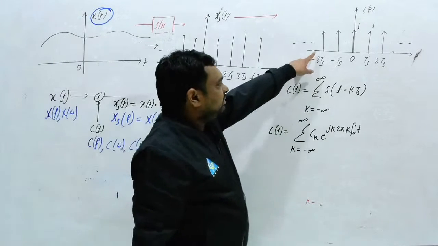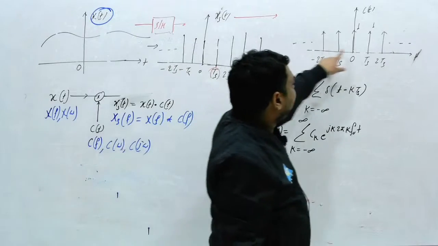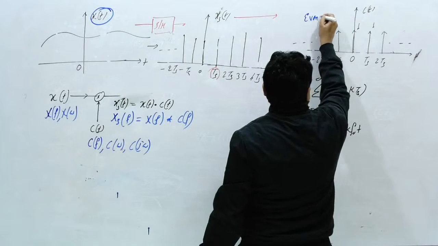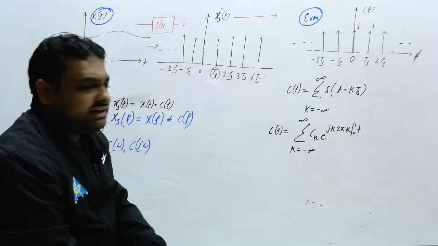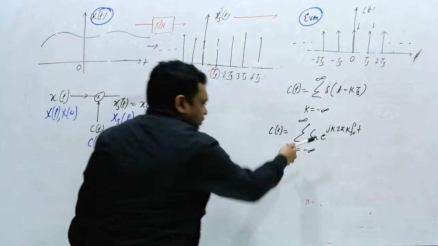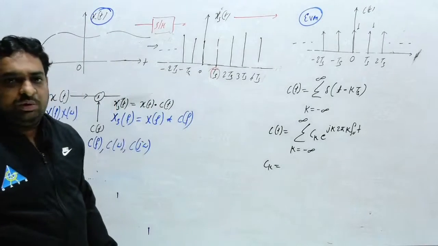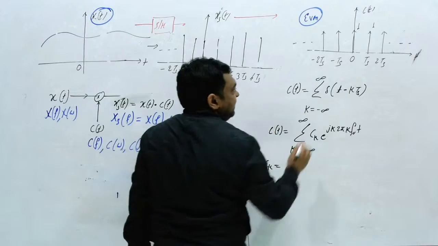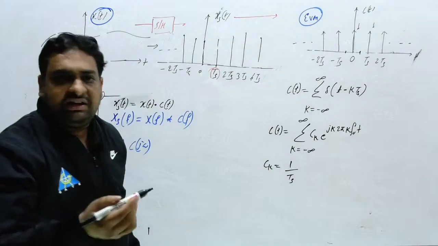You can also find the trigonometric Fourier series here. Is this an even function or an odd function? You can say this is an even function. So you can find the trigonometric Fourier series also, anything you can find. Now I am interested here in the exponential Fourier series. So what will be c_k? c_k will be 1 upon the time period. I am considering one period, from minus Ts by 2 to Ts by 2.